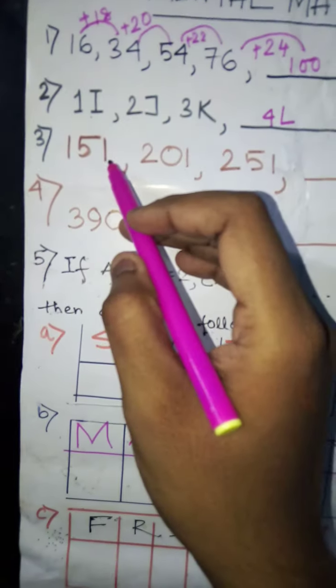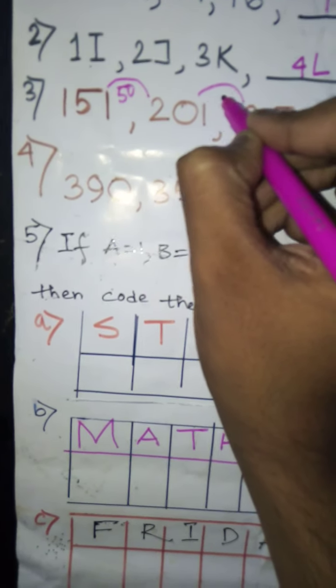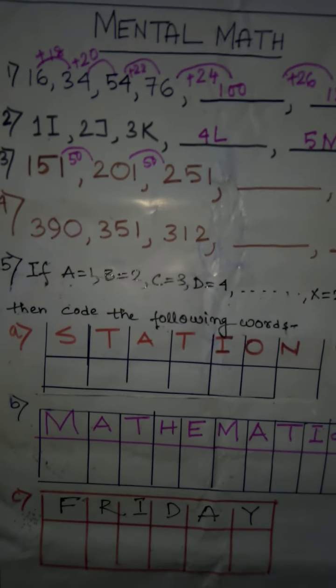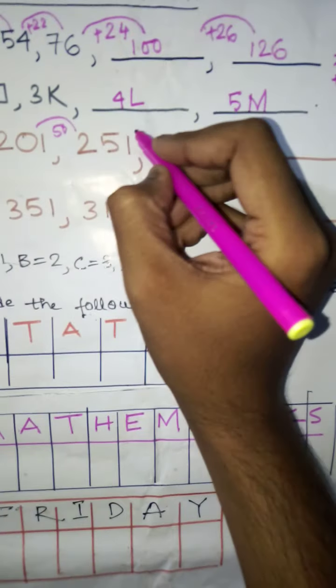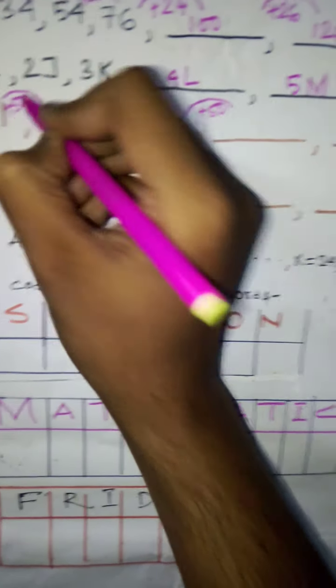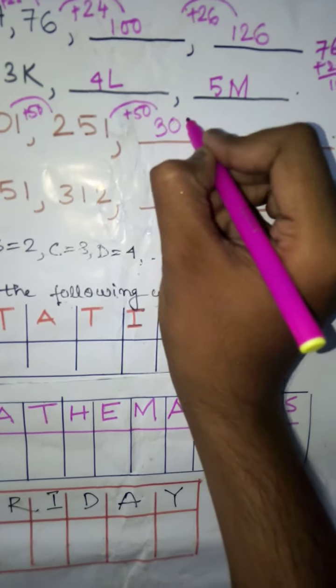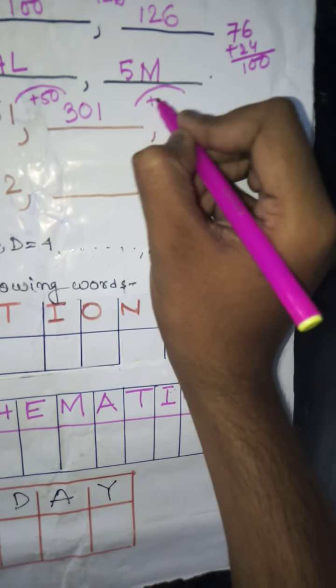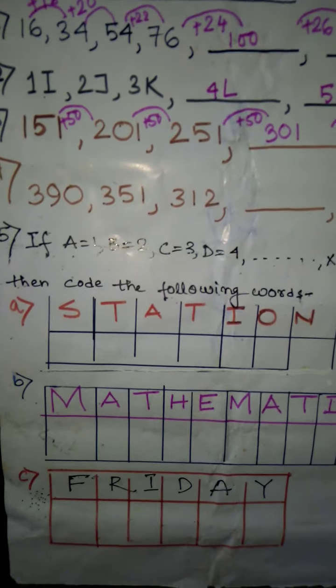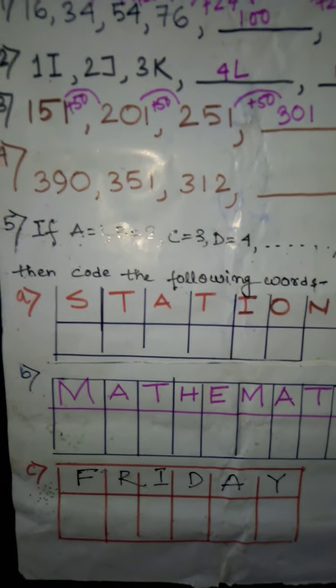Next, for question number 3, you see that the difference between these two is 50 and the difference between these two is again 50. So basically they are increasing at the rate of 50 for every successive number. So you can easily identify that here it will again add up 50 and get 301, and for the final one again add up 50 in order to get 351. So it's basically an increasing pattern with an increment of 50.